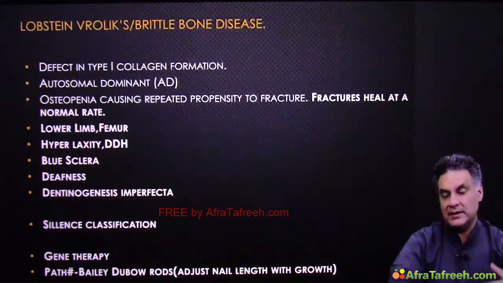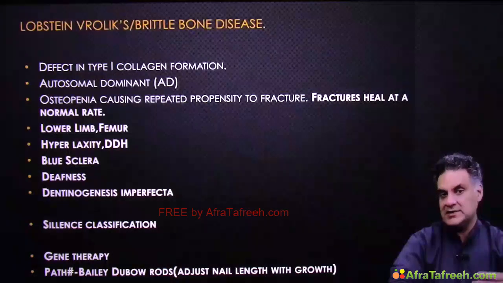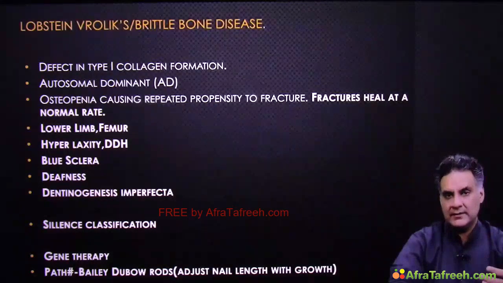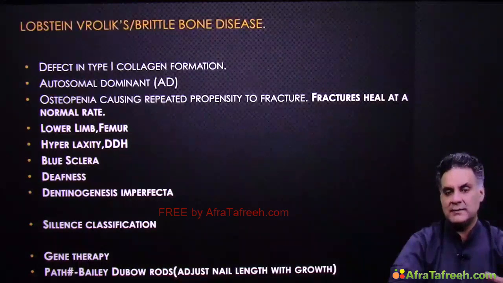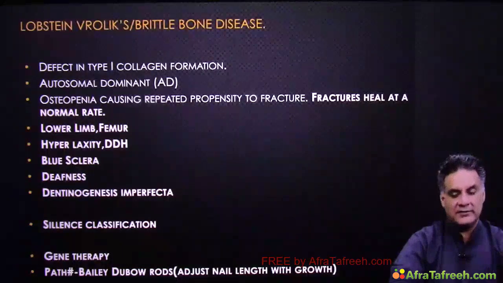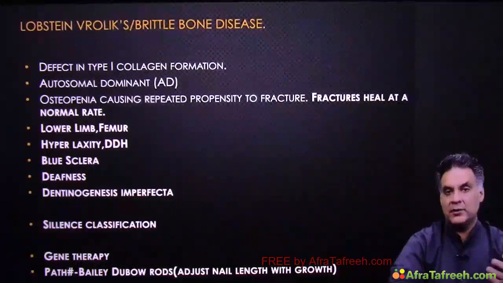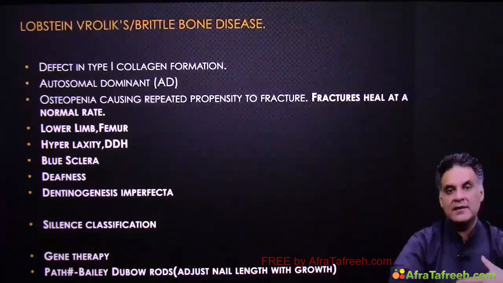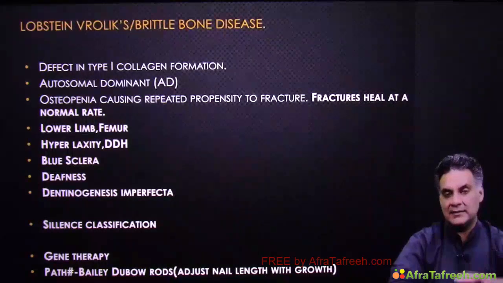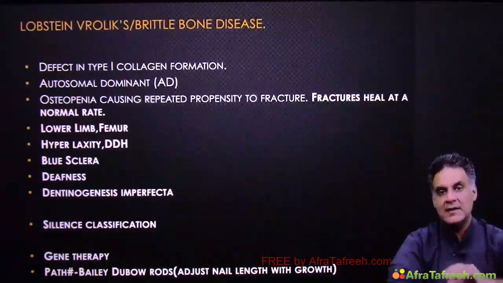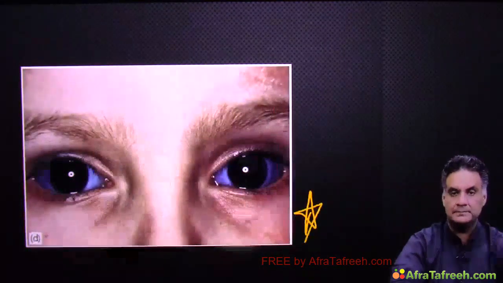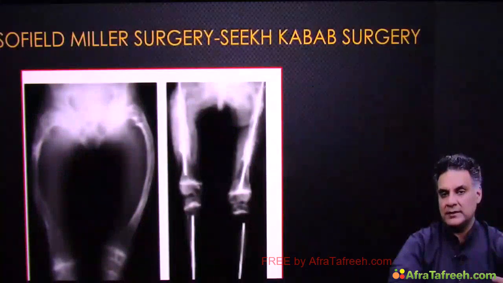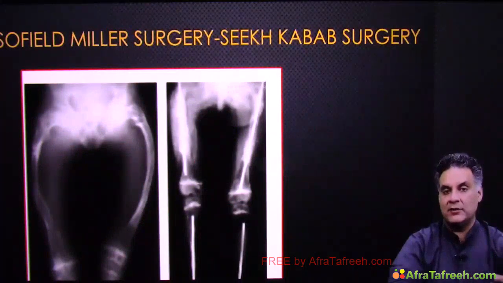Treatment is gene therapy. Gaucher is another disease where gene therapy is given. OI is again a disease where gene therapy is given. Do read the table in Harrison that talks about diseases where gene therapy is advocated. For pathological fractures, you have Bailey rods. What is the advantage of Bailey rods? Their length can be increased as the child grows, every year. This image can come, blue sclera. You have corrective osteotomy to correct the deformities in this disease.